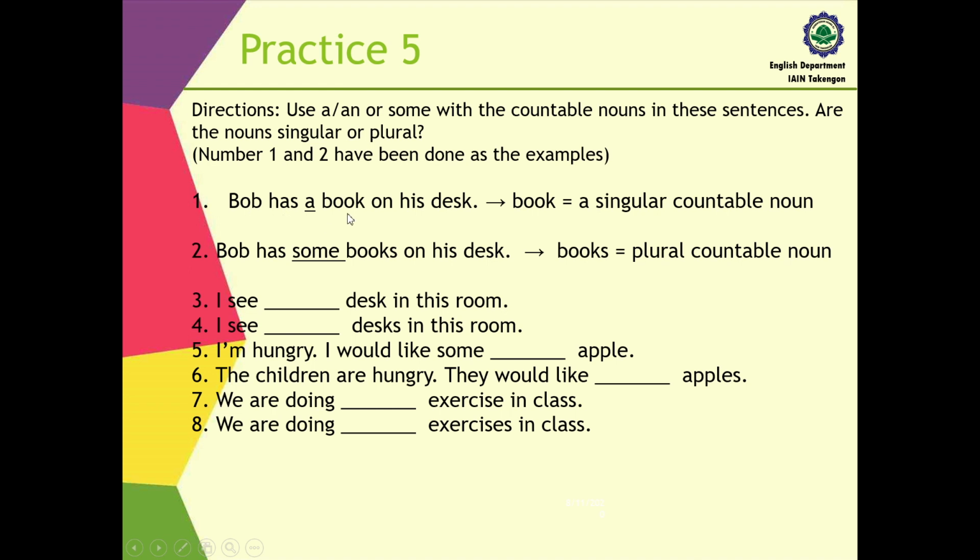Bob has blank book on his desk. Let's see this word, book. We can notice that this is singular. There is no s after book, so that's singular. If singular, we can use a or an. Look at the first letter of this word. We have B, and it is a consonant. So the appropriate answer here is a. Bob has a book on his desk.